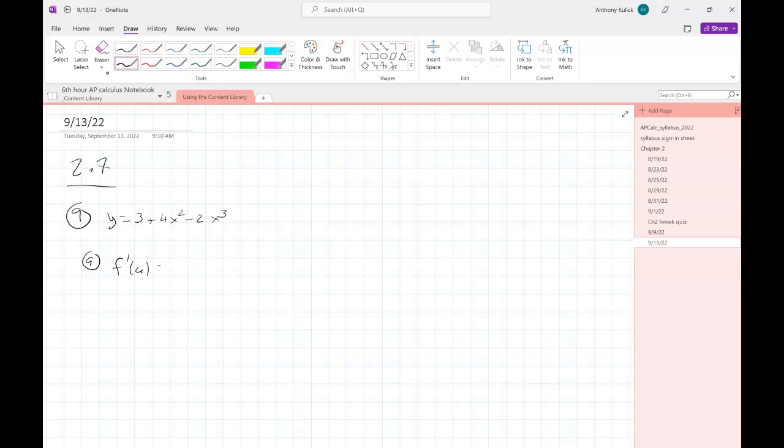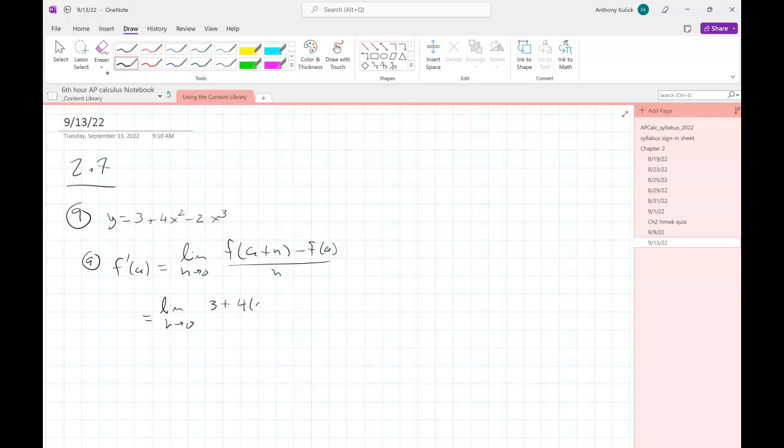So the derivative at a is going to be the limit as h approaches 0 of f of a plus h minus f of a all over h. That's just the definition of a derivative. So go ahead and plug that in. We have the limit. Mr. Kulak, don't forget your limits.